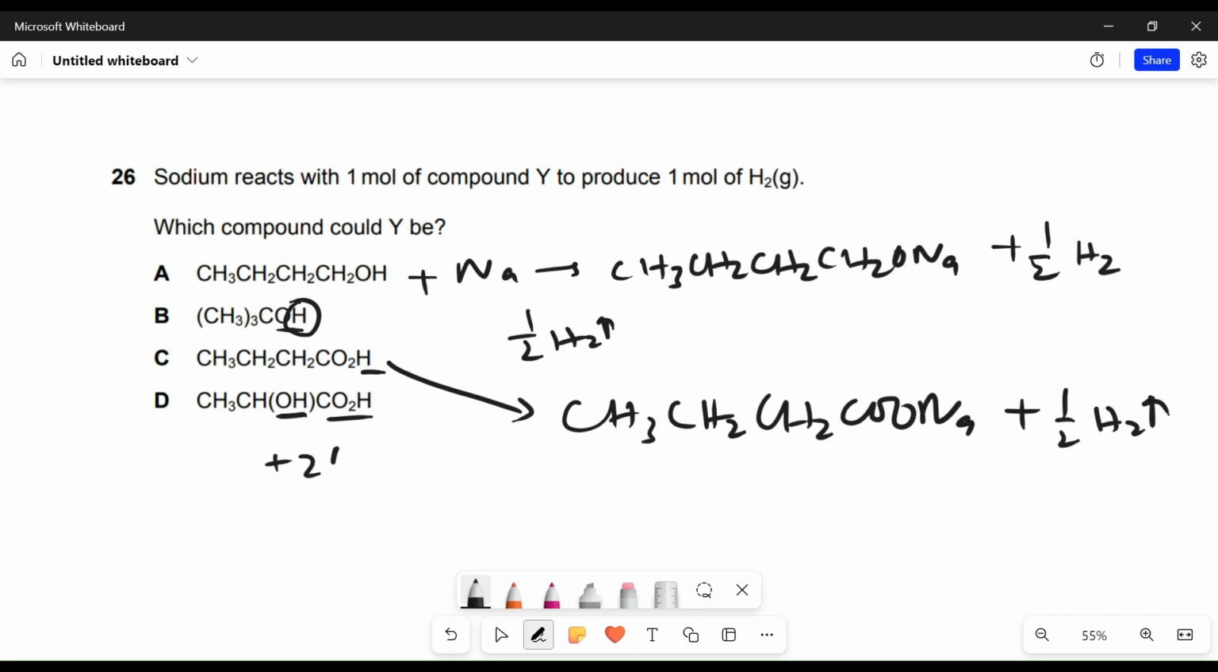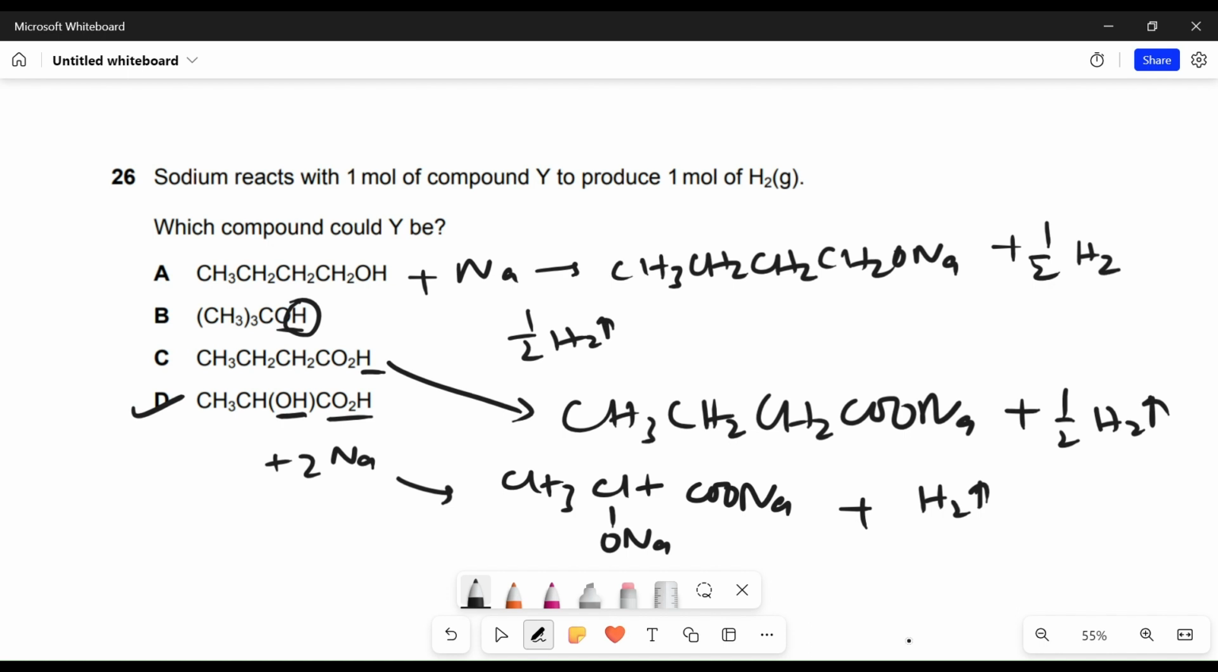It will react with 2 moles of sodium to form CH3CHONaCOONa plus 1 molecule of hydrogen gas. That means 1 mole of hydrogen gas will be produced when sodium reacts with this particular molecule. Option D is the correct response.